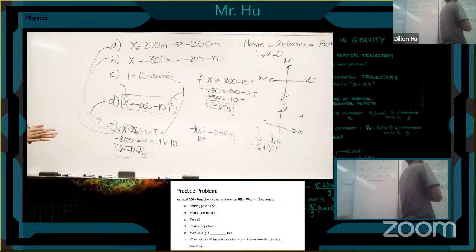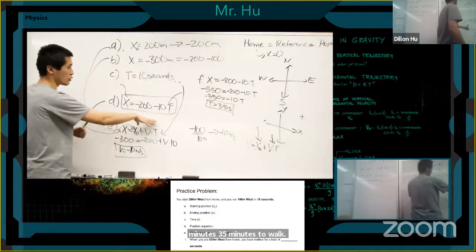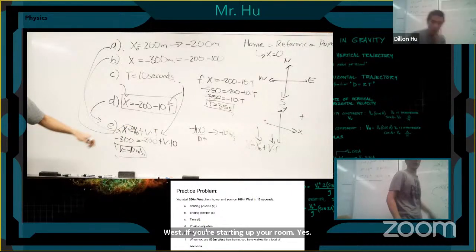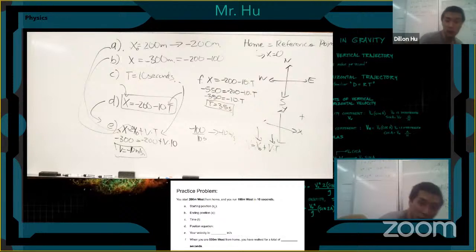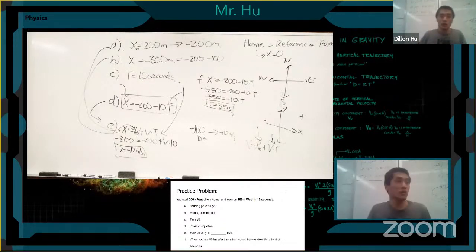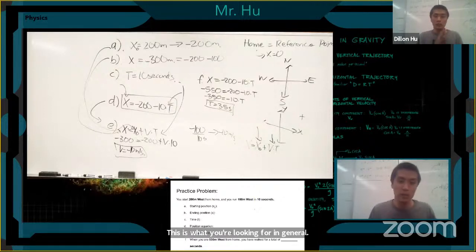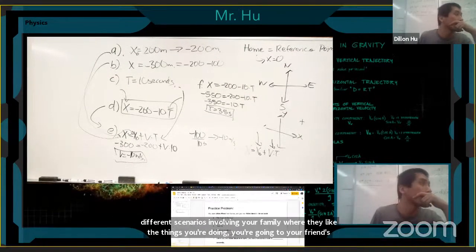Okay, so hopefully this gives you a good, robust place to start. In general, if you can figure out your general position equation, you can do any problem. This is what you're looking for. For the rest of the day, we're going to be doing exactly that. We have a bunch of different scenarios involving your family and the things you're doing. You're going to your friend's house or to the park, and they want to know where you are. You're going to try to tell them where you are through an equation because you love physics. Does anyone have any questions before I let you get started?